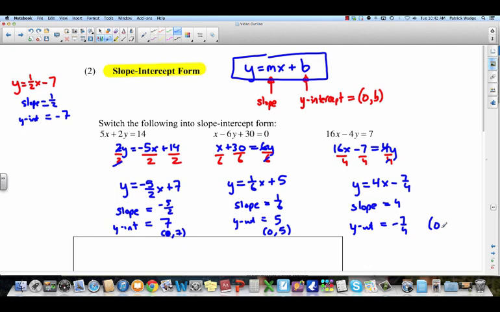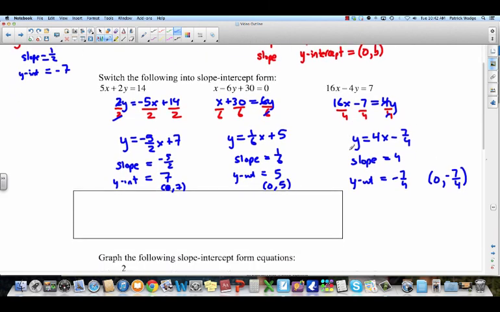Or you could say the y-intercept is 0, and then negative 7 over 4. I usually won't ask you to graph stuff like that. I mean, I could, but it makes it a little bit difficult because you're dealing with fractions and stuff like that. Okay, there is another way.